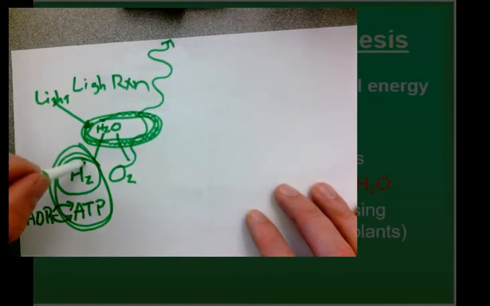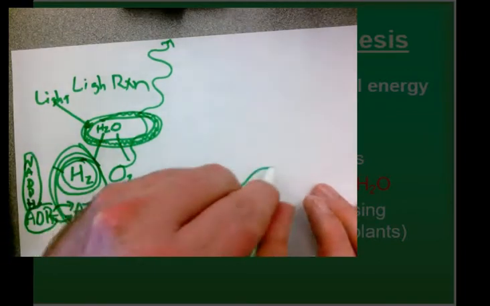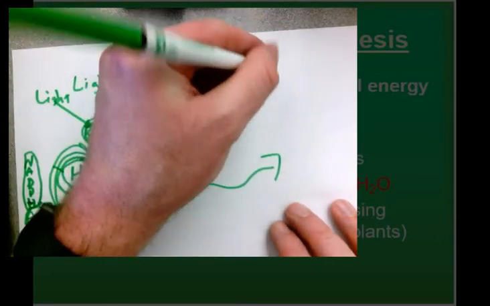This hydrogen gets carried by a molecule called NADPH. NADPH is going to carry this H at the end, which is a hydrogen, over to the dark reaction. So the NADPH and the ATP are going to get carried over into the stroma.